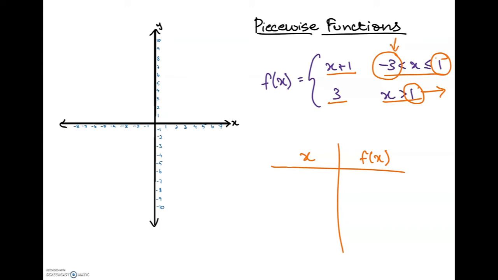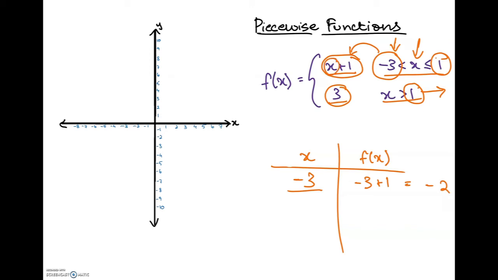As you can see, the lowest value we have is -3, so let's put -3 over here. If we're going to put -3, do we substitute it into this equation or this equation? Since -3 is included here, we're going to substitute it into this equation. So we're going to put -3 plus 1, which is equal to -2. I just substituted -3 in place of this x in the first part of our graph.